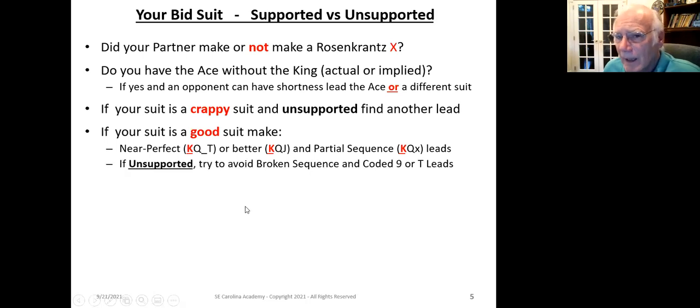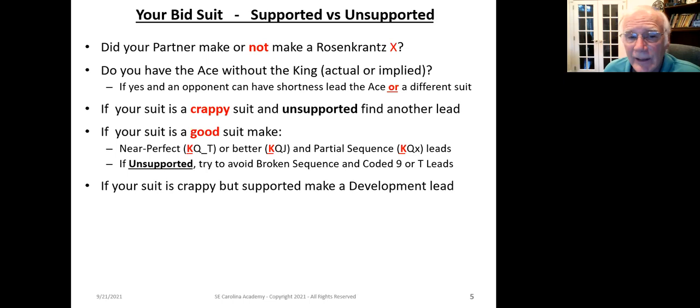I talked about this a little bit earlier. If your suit is unsupported, where your partner hasn't told you whether they have anything in that suit, try to avoid a broken sequence or coded 9-10 lead, because you don't want to finesse yourself. See if you can find something else logically in your mind to pick from where you can help your partner develop a trick, and hopefully they can lead something back to you where you can then surround something in the declarer's hand, so that you can minimize the number of tricks that they take in that suit.